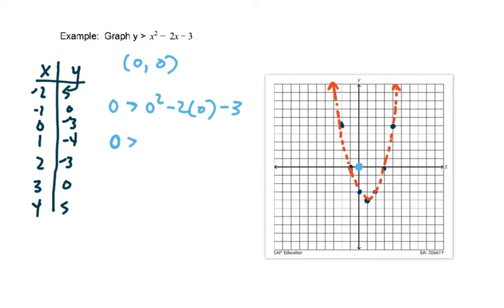So 0 is greater than, that's going to be 0 minus 3, which is negative 3. 0 is greater than negative 3. So because 0, 0 worked, we shade where 0, 0 is. This one is shaded inside the graph. And that's it. That's all there is to it. Graph it. Decide, while you're graphing it, make sure you decide correctly whether it's dashed or solid. And then do a test point.